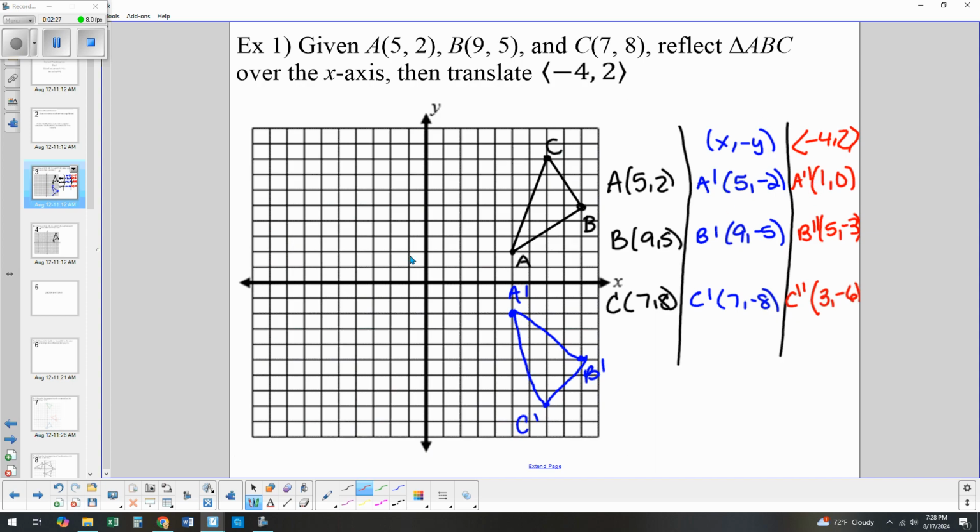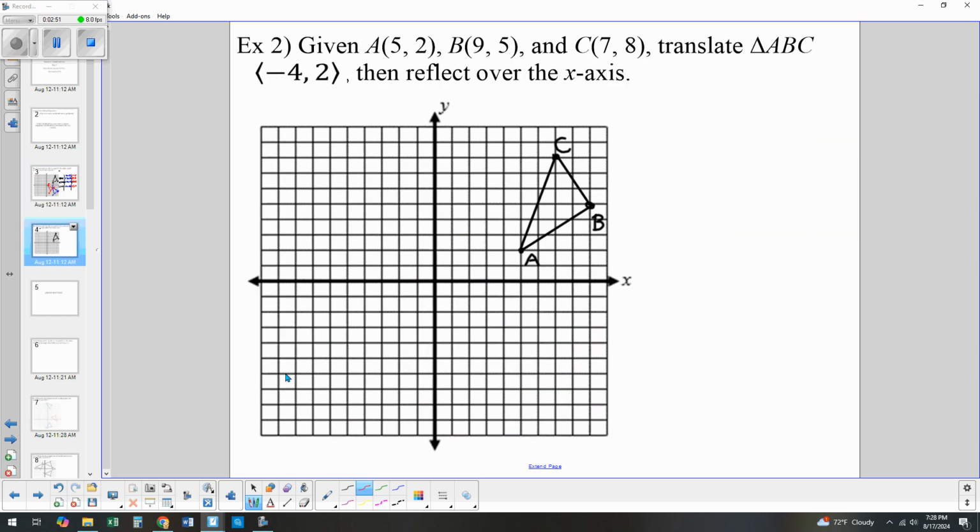So now A double prime is at 1, 0. B double prime is at 5, -3. And C double prime is at 3, -6. All three of my triangles should be the same size and shape. They're just in different locations or orientations.